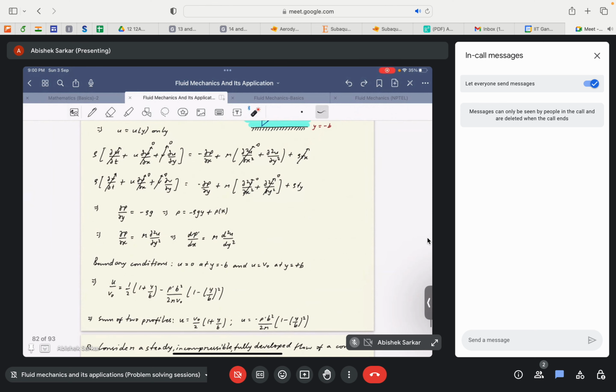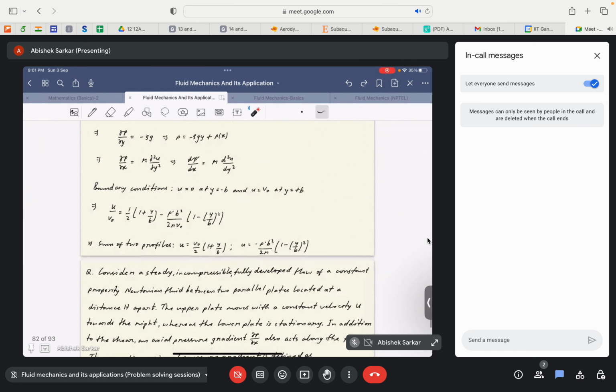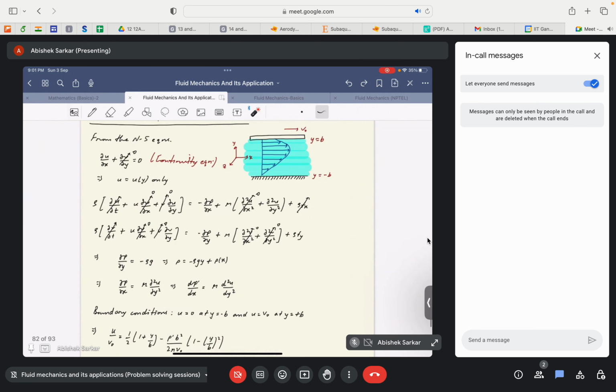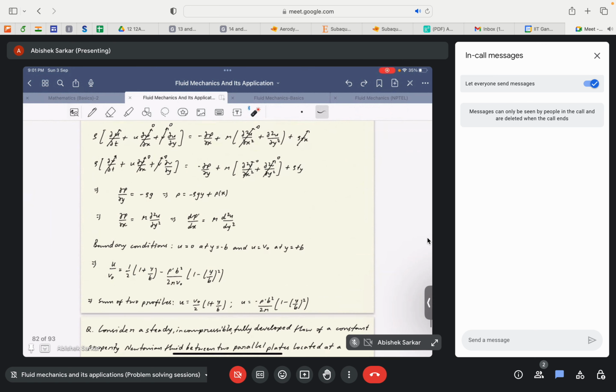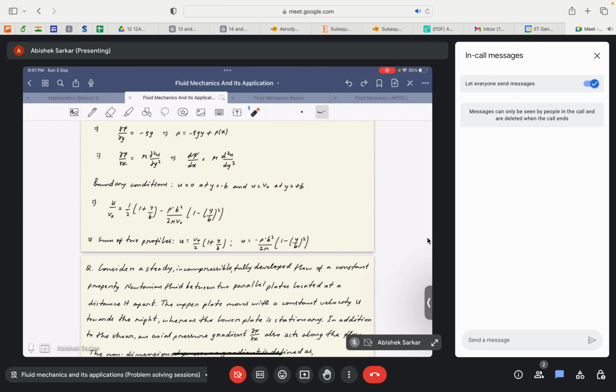Finally, after these terms are cancelled out, we get a velocity profile of this form. In our geometry, the choice of our origin is at the center line of the channel, where the upper plate is at a location of y equal to positive b, and the lower plate is at y equal to negative b. The upper plate is moving at a velocity of V naught. After solving this second order governing equation, we get the velocity profile of this form.